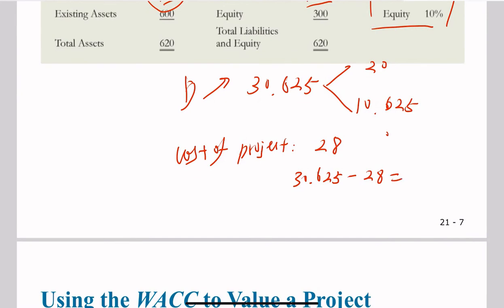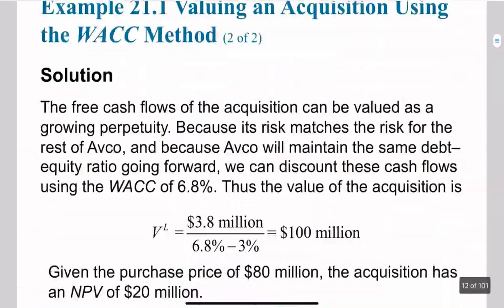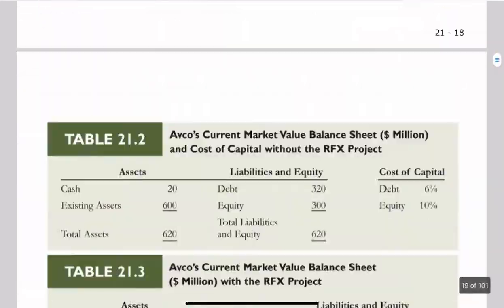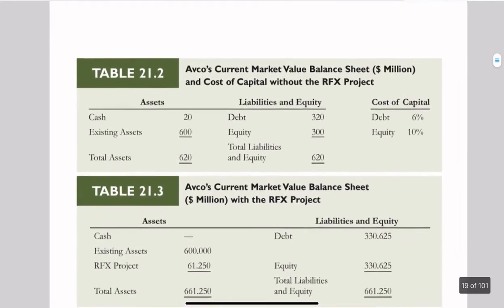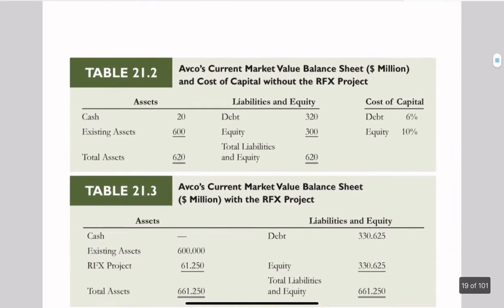So after making the investment, the firm will have $2.625 million, right? And then the firm needs to pay out this amount of cash to its shareholders to maintain this constant debt equity ratio. Okay, that is confusing enough. So let's look at these two market value balance sheets and hope these two tables will make things easier to understand.